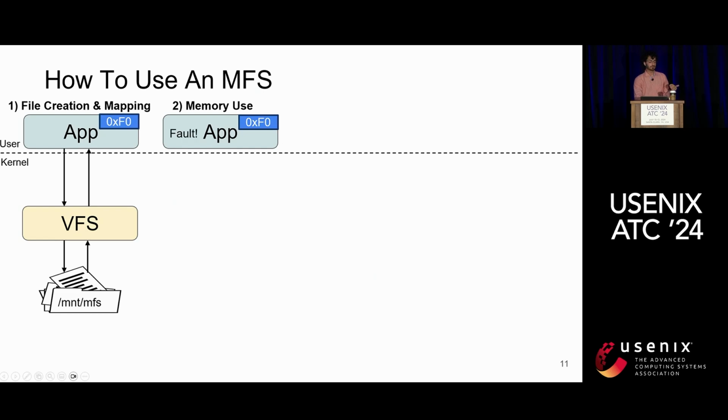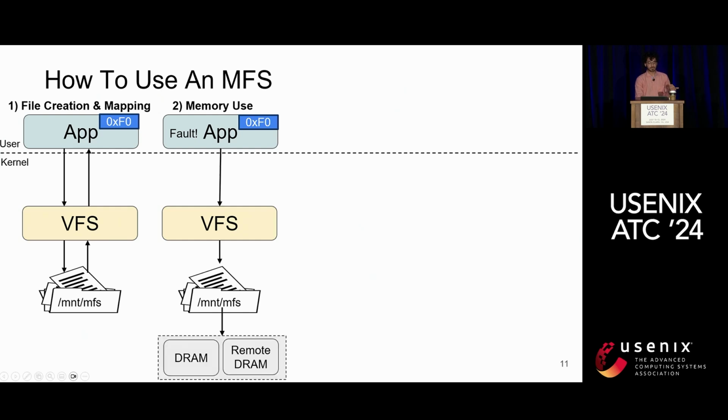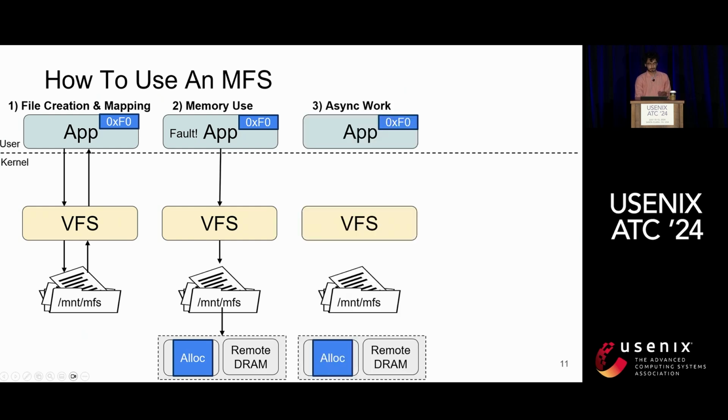At some point, that region may cause a page fault. Again, this is handled by the VFS and forwarded to the corresponding MFS. There, the MFS handles the fault and allocates physical memory if it has not already. The MFS can also perform asynchronous work inside of kernel threads. This includes things like migrating pages.